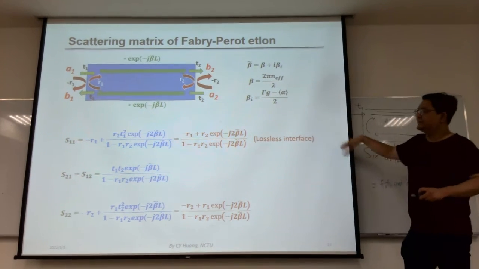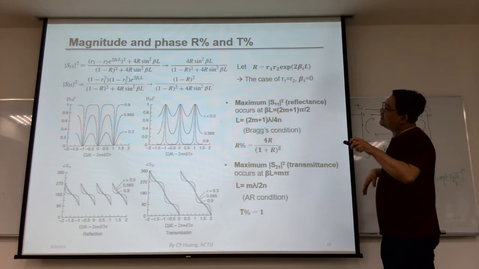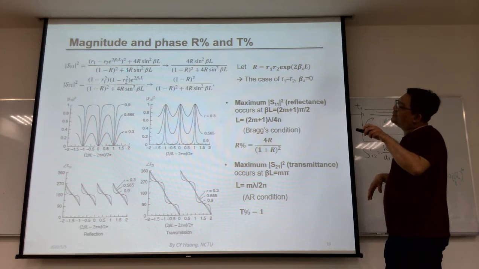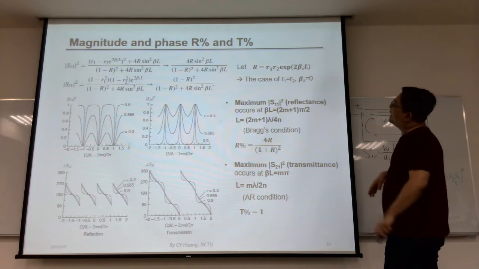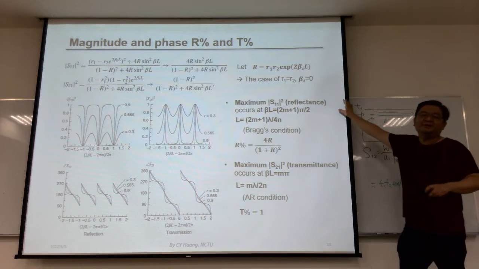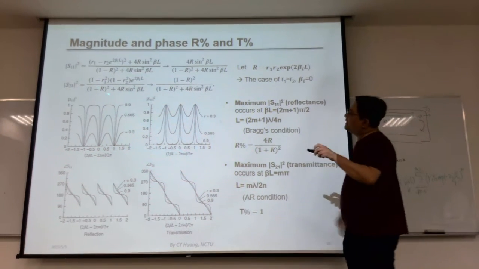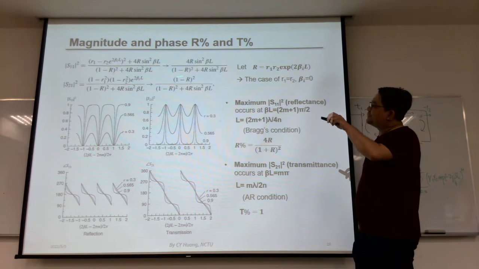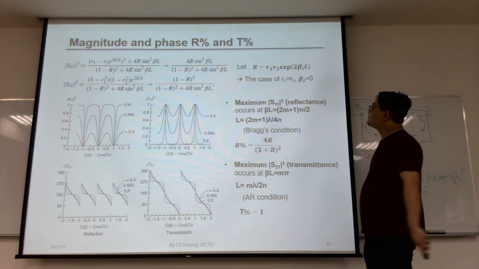I will skip that. It turns out the S11 squared will be 1 minus R plus 4R sine beta L, and so on. Anyway, it's just too long, so don't bother spelling that out. And the S21 is the transmission. It will be expressed as this one.